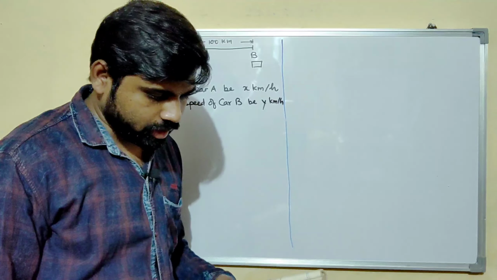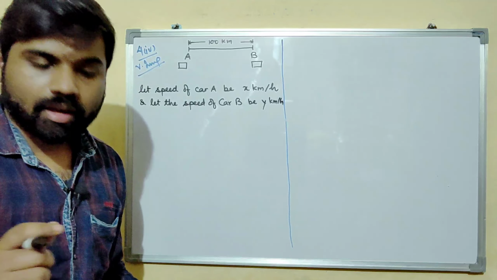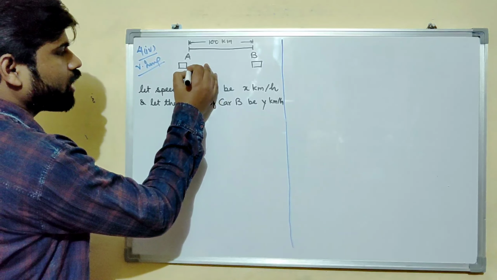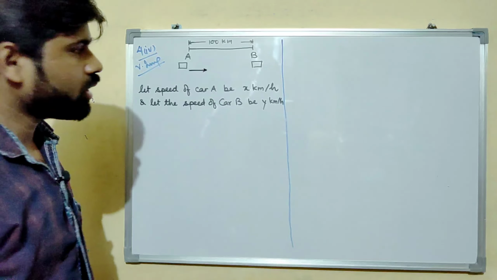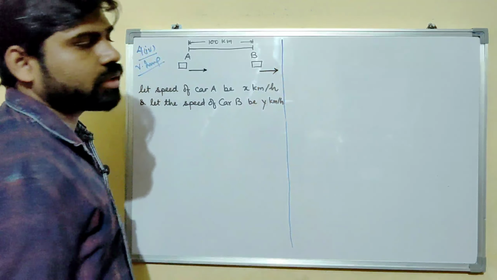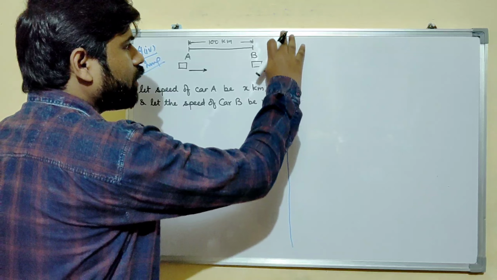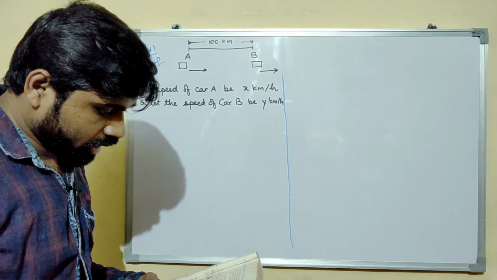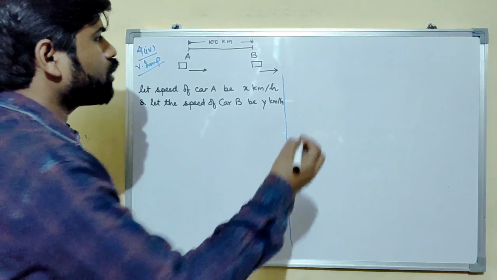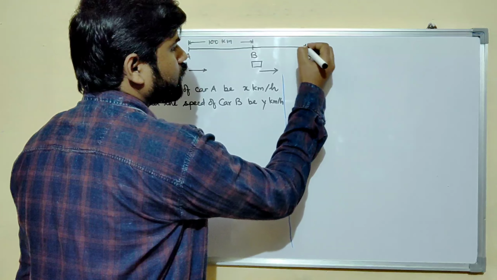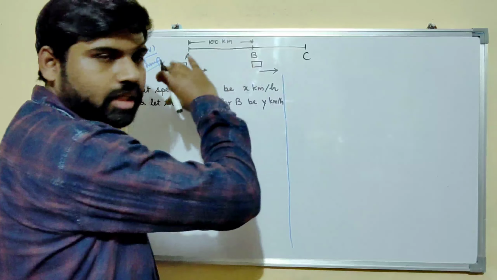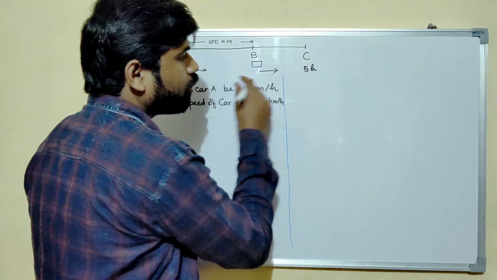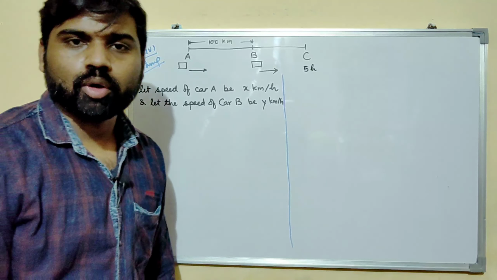Now for the first situation, they are saying that if the cars travel in the same direction at different speeds. Same direction means if car A is going in this direction, then car B will also go in this direction. Now suppose they meet at a point. They are saying that if they are going in the same direction at different speeds, then they will meet in 5 hours. Suppose they meet at this point C. Both the cars are traveling in the same direction and they are meeting at this point C in 5 hours. It took them 5 hours to reach the point C.